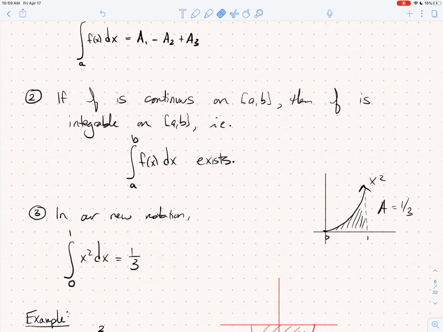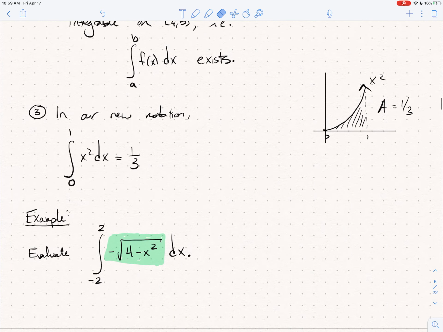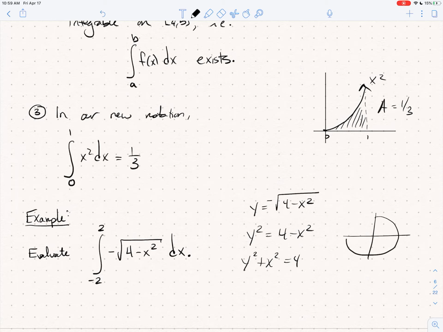So I thought we would do some examples. I need to erase a few things, actually. I forgot to do this. So I want to work out this problem with you, and let's see if we can do it. First off, I'm going to graph y equals negative square root of 4 minus x squared. I'm going to square both sides, and I get y squared equals 4 minus x squared, so y squared plus x squared equals 4. That's a circle centered at the origin of radius 2. But the negative square root is the bottom half, so you're actually looking at this guy right here.